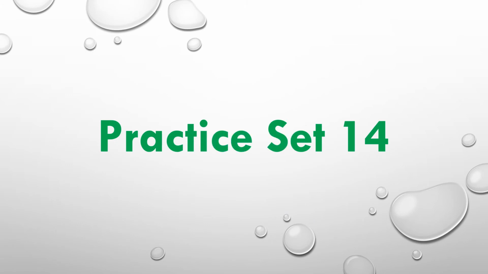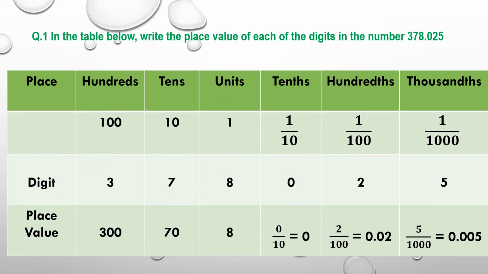Practice set 14. Question 1. In the table below, write the place value of each of the digits in the number 378.025. Here you can see the table. The digit 3 is at hundreds place, so the value is 300. 7 is at tens place, so the value is 70. 8 is at units place, so the value is 8.